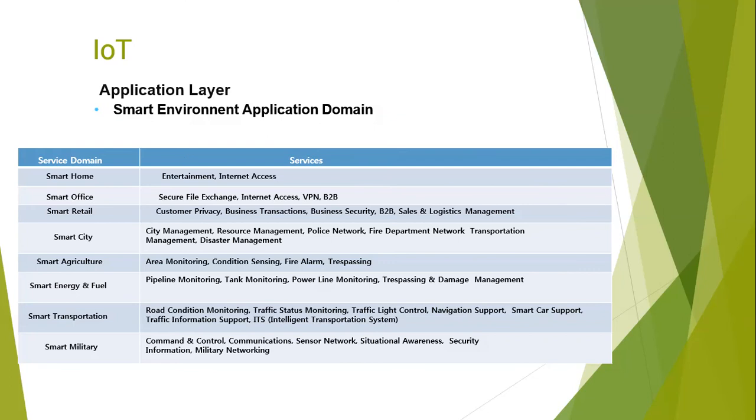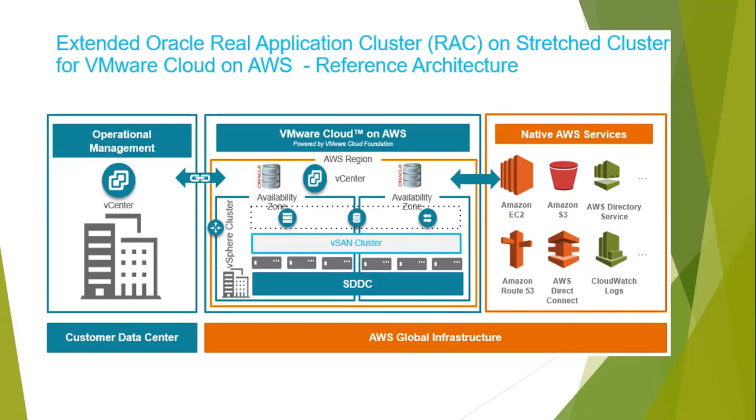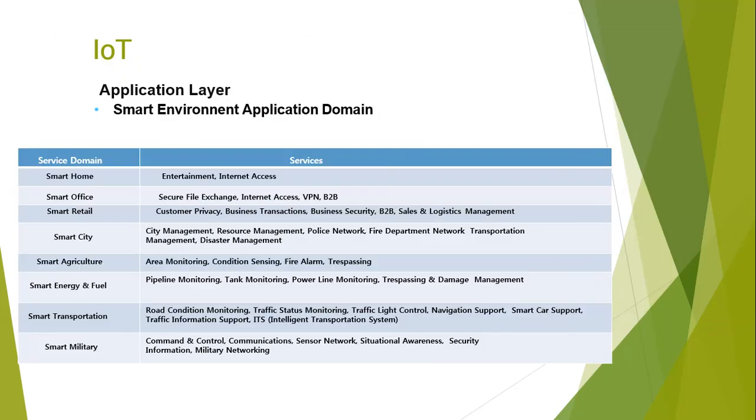The bandwidth requirement is completely part of your smart environment application domain. So this is all about the data. The bandwidth requirement: smart home, smart office, and smart retail are relatively small networks, so the bandwidth, the data rate requirements are relatively small. Once you reach smart city, smart transportation, smart military, the data rates are much higher. They are large scale and will need broadband bandwidth support.